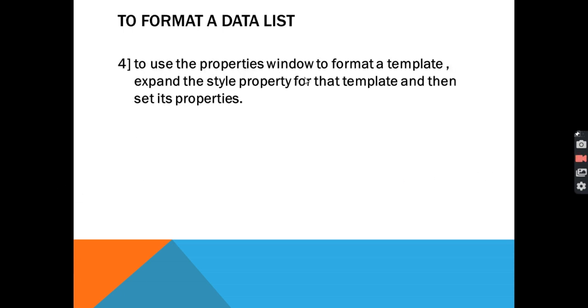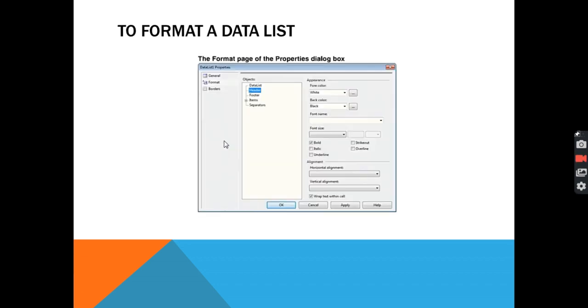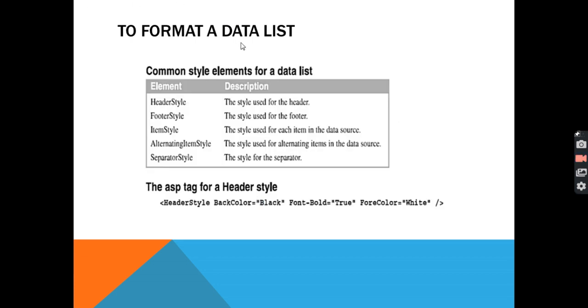Now to use the properties window to format a template, expand the style property for that template and then set its properties. Now this is the format page of the properties dialog box. These are the common style elements for a data list, as we can see.